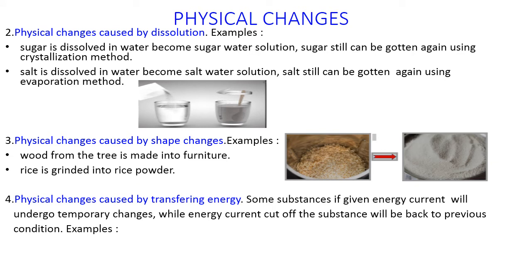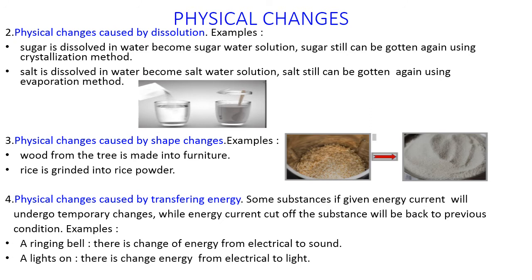The fourth group is physical changes caused by transferring energy. Some substances, if given energy current, will undergo temporary changes. When the energy current is cut off, the substance will be back to the previous condition. Examples: a ringing bell. There is a change of energy from electrical to sound. Lights on. There is a change of energy from electrical to light.